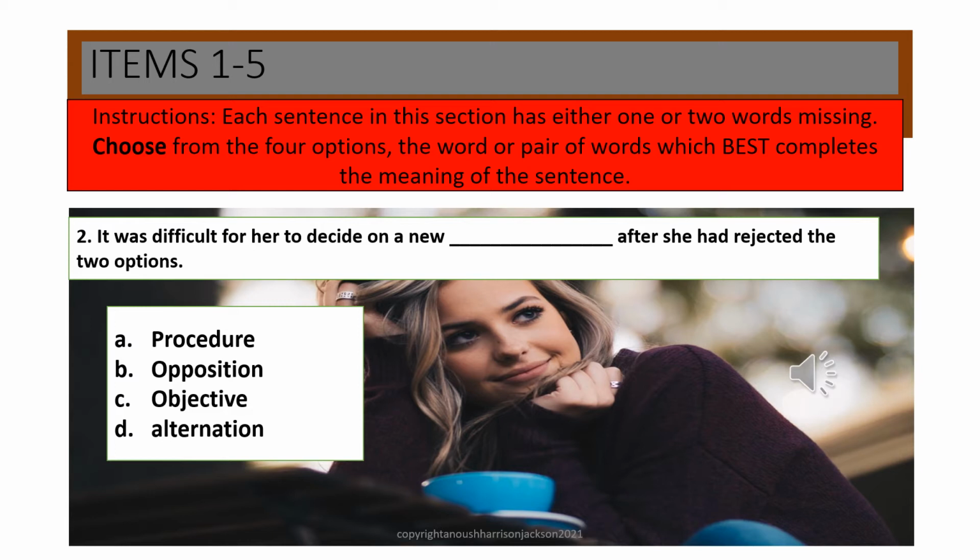Question 2. It's difficult for her to decide on a new blank after she had rejected the two options. Is it A, procedure, B, opposition, C, objective, or D, alternation?